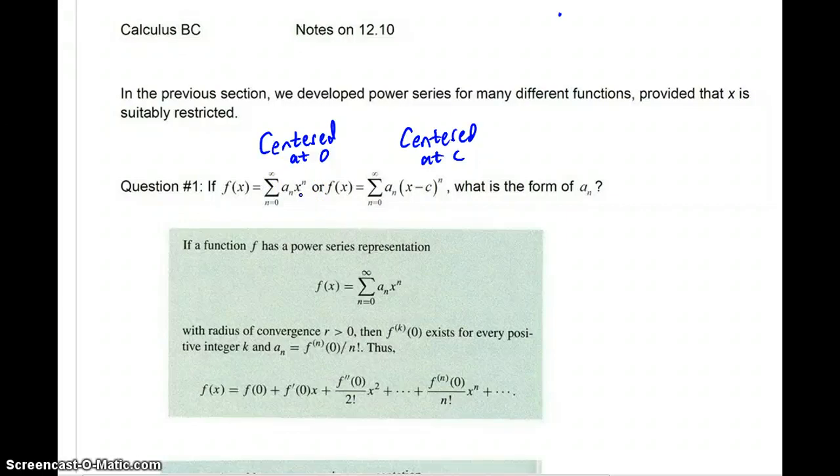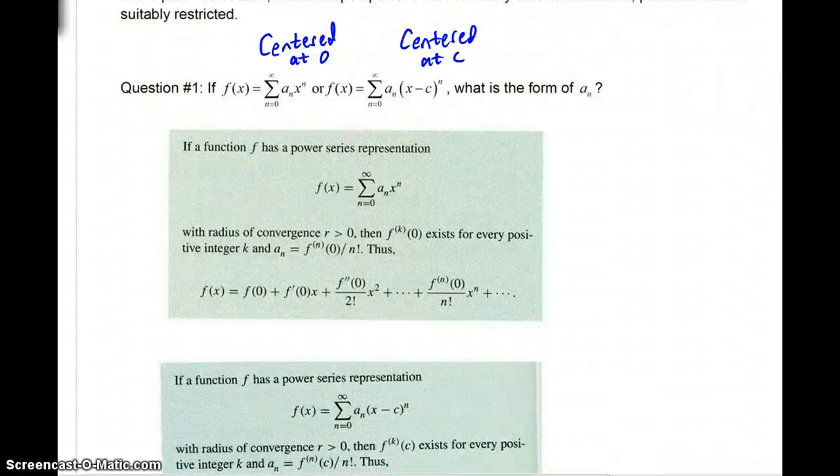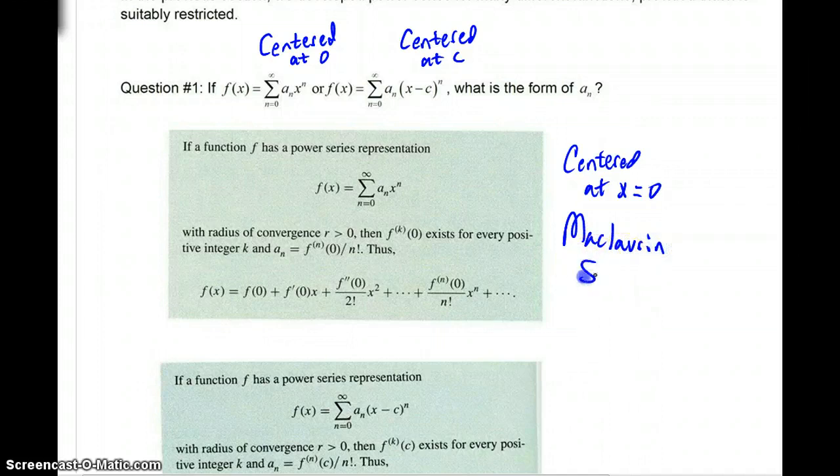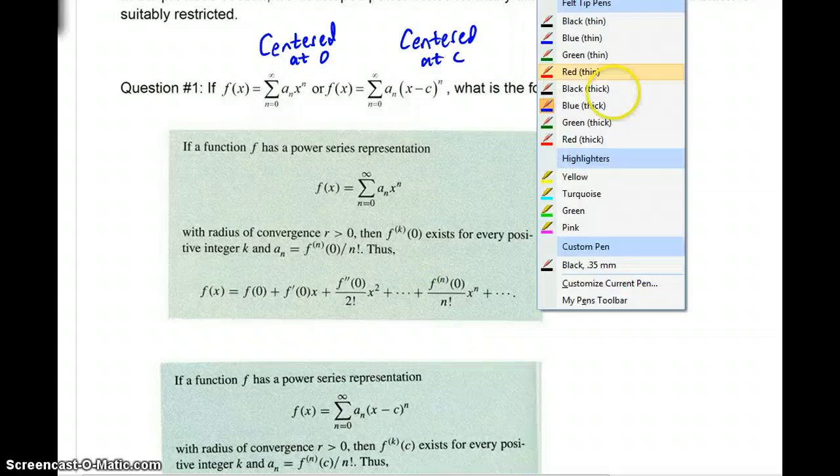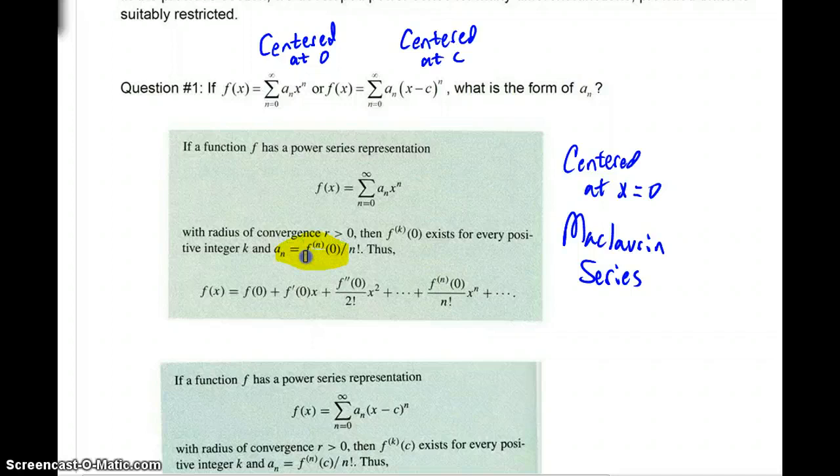What would that form of a sub n really look like? Well, this theorem right here is just amazing. It's saying, let's say that f has a power series, but you don't know what it looks like. You have a radius of convergence r. Again, this is centered at x equals 0. Whenever we're centered at x equals 0, we're going to call this a Maclaurin series, saying that our function will equal this power series. What would a sub n look like? Well, amazingly, a sub n will be the nth derivative of your function evaluated at 0 divided by n factorial. And this is just really remarkable.